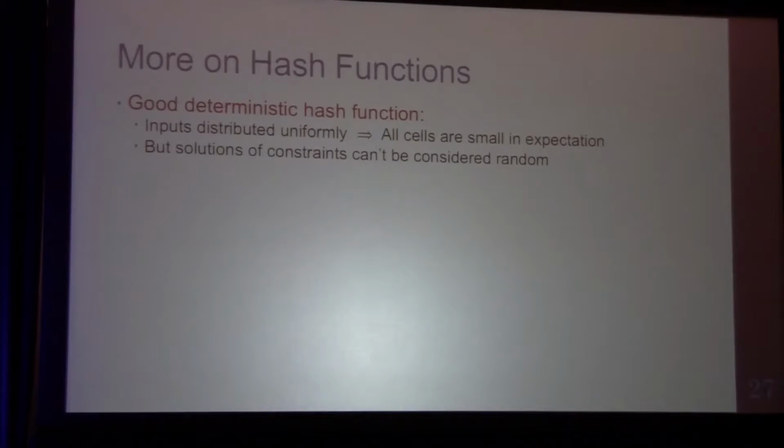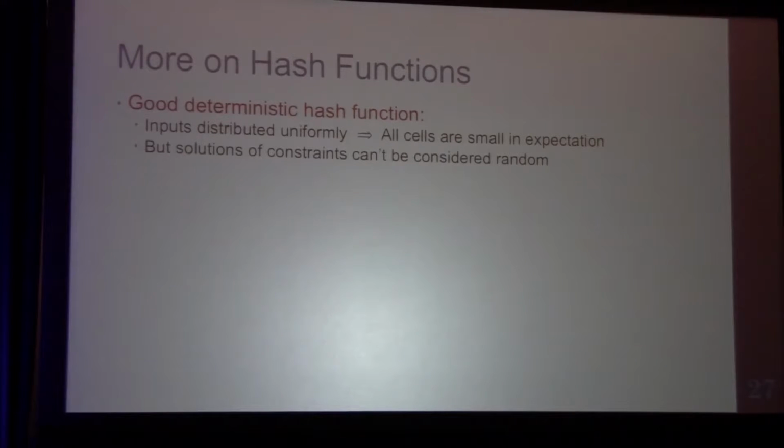Okay. So a good deterministic hash function would be something that, if the inputs were distributed uniformly, would keep roughly an equal number of inputs, an equal number of the points, equal number of the assignments in each of the cells. But then, we are talking about solutions of systems of constraints, and we do not know a priori if solutions of systems of constraints are distributed nicely in the solution space. We do not know that.